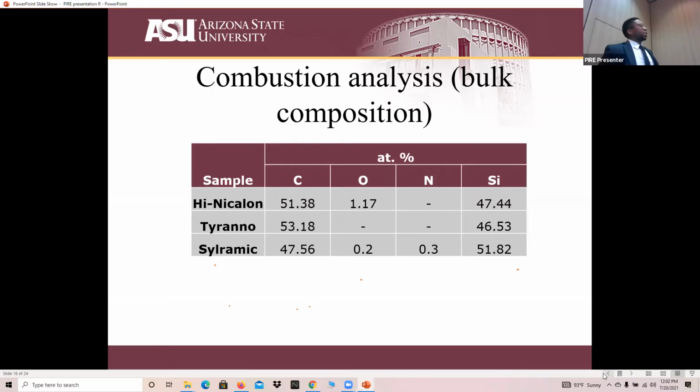In Tirano, since we mainly have silicon and some excess carbon, we would expect to find silicon carbide nanodomains with some carbon. And then in high nickel, since we have the addition of oxygen, we'd expect to find the exact same nanodomains that we see in Tirano with the addition of silica. And then in ceramic, since we have the addition of nitrogen, we'd expect to find all the nanodomains that we see in high nickel with the addition of silicon nitride.